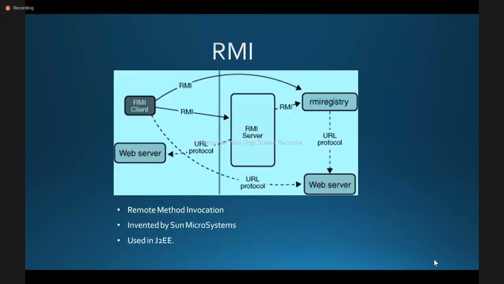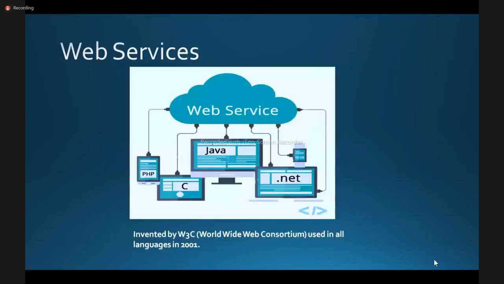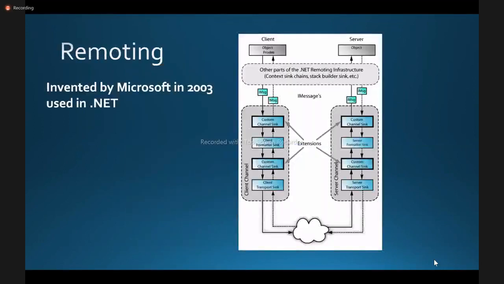And we have RMI, Remote Method Invocation. It is used in J2EE, EJB, Enterprise Java Beans. It is used in Java. Web service is known to all: Java, .NET, PHP, Python, everyone knows web service. Remoting is specially for .NET. These are all distributed computing technologies. If you are learning .NET or Java, you will learn different concepts. But API is the same for everybody.